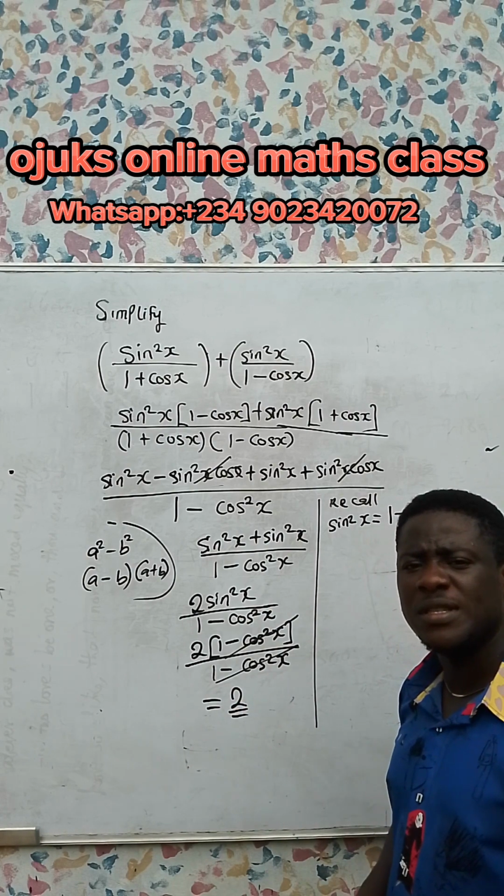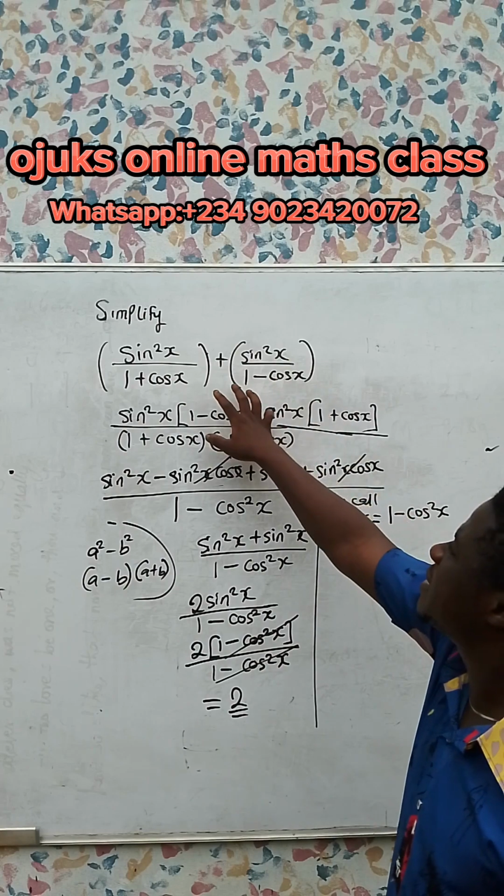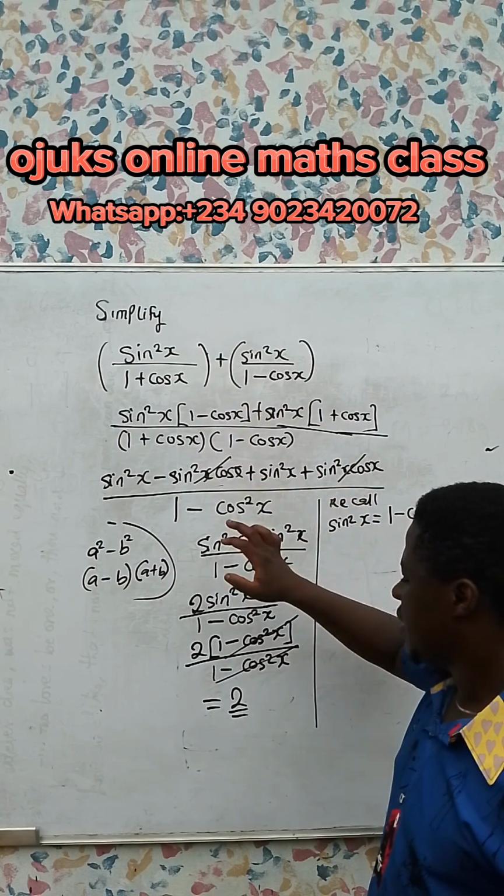I hope you understood this. So the simplification of this trigonometric expression is equal to 2.